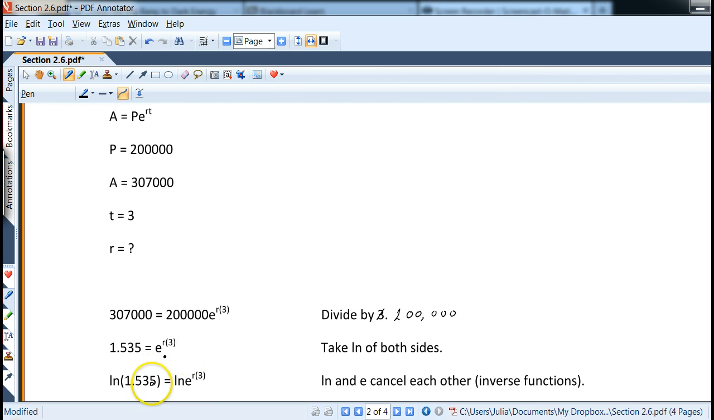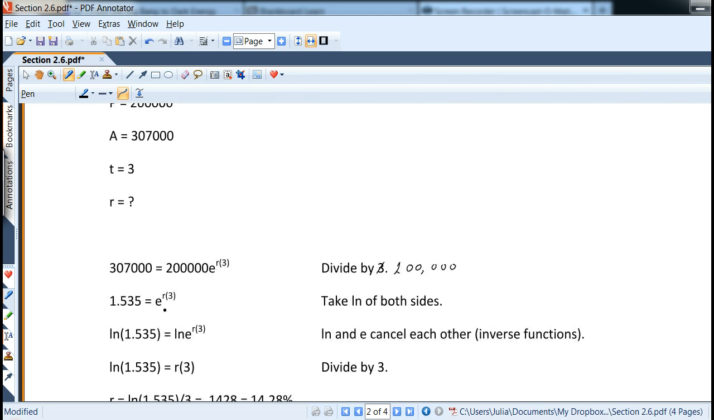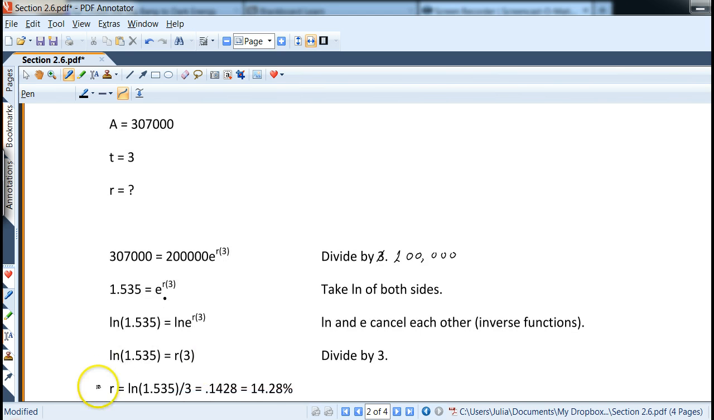Well, we can take a ln of both sides. And recall that ln and e actually cancel each other. So what are we going to have? Ln of 1.535 equals simply r times 3. Notice how ln and the e cancel each other. Not literally, but they do cancel. Again, never try to literally cancel them because they're not equations. It's a function. But you still end up with just the exponent.